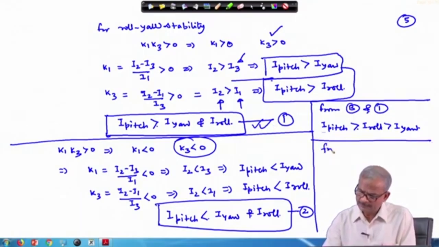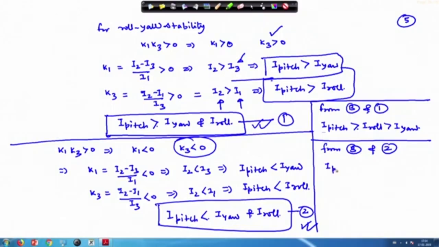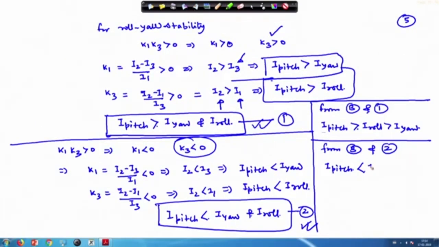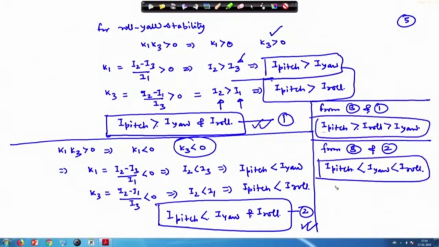On the other hand, from B2, this one. From here we conclude that I pitch should be less than... what is the other condition? I roll has to be greater than I yaw. If you look into this, I roll has to be greater than I yaw. So, this implies that I yaw should come like this and here I roll. So, this is one and this is one. These are the two conditions on the moment of inertia we are getting here.